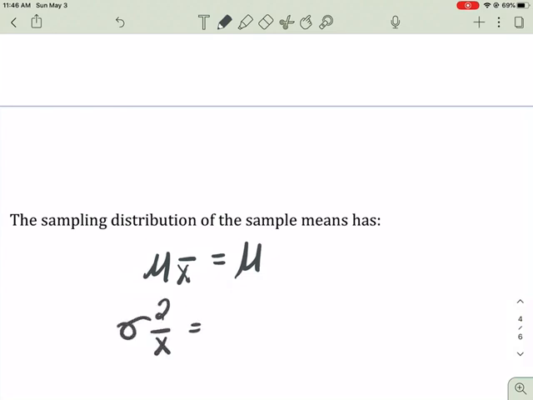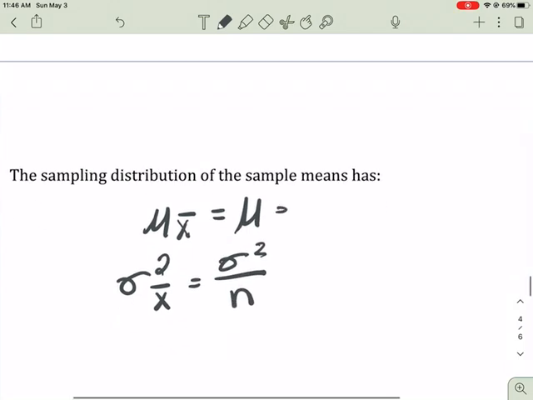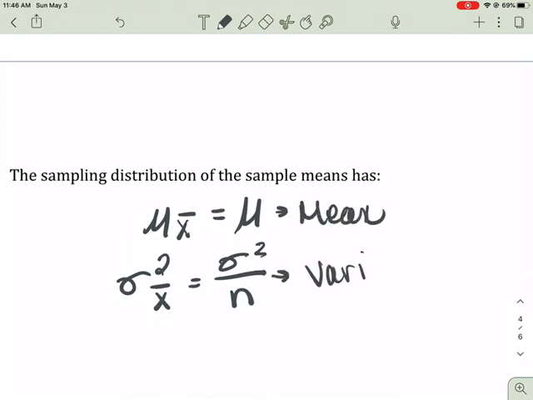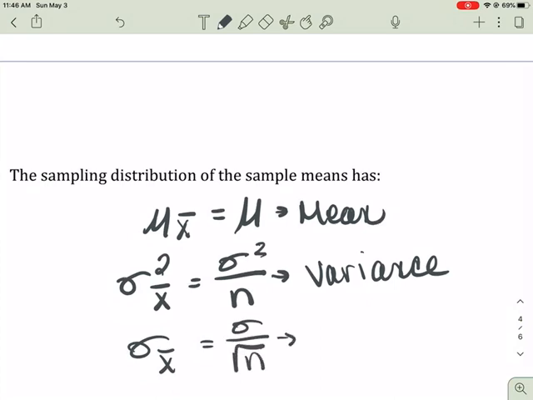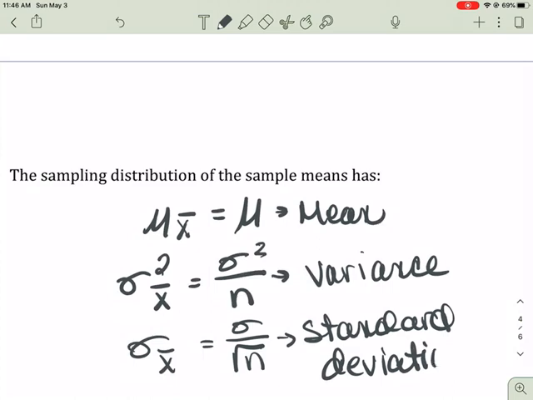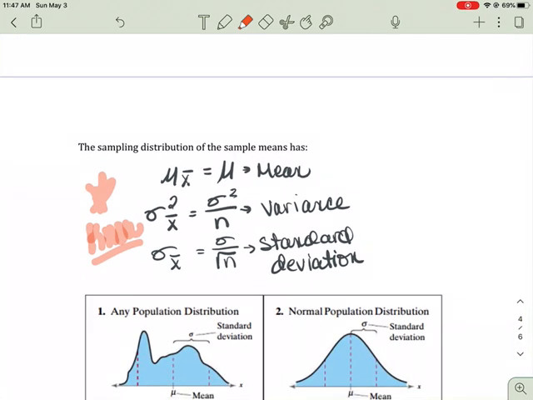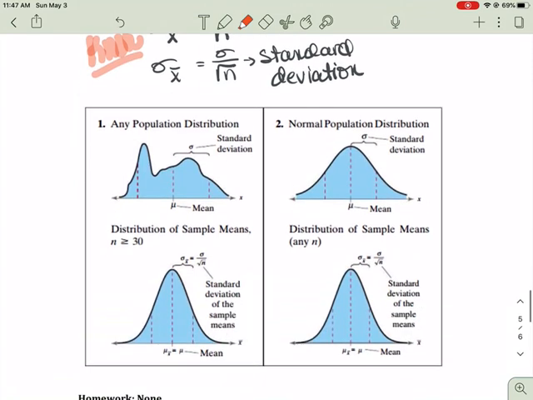If I was interested in variance, which we usually only use to get to standard deviation, remember, this is the mean, and this is variance. And then sigma x bar is equal to sigma over the square root of n. That's going to give us our standard deviation. Okay, so you need to know this. I'm going to put a little star here. We've got to know this.